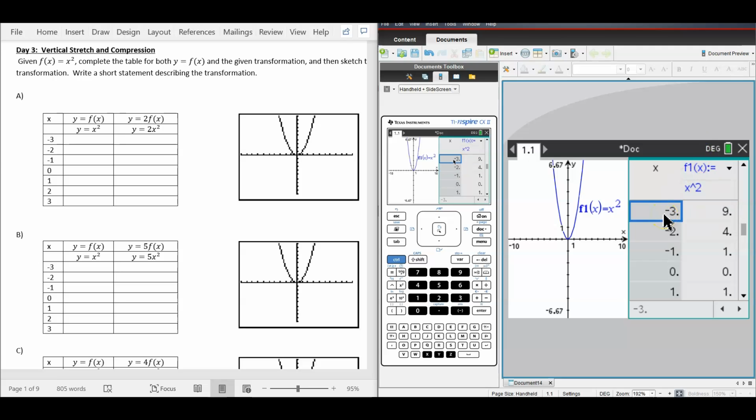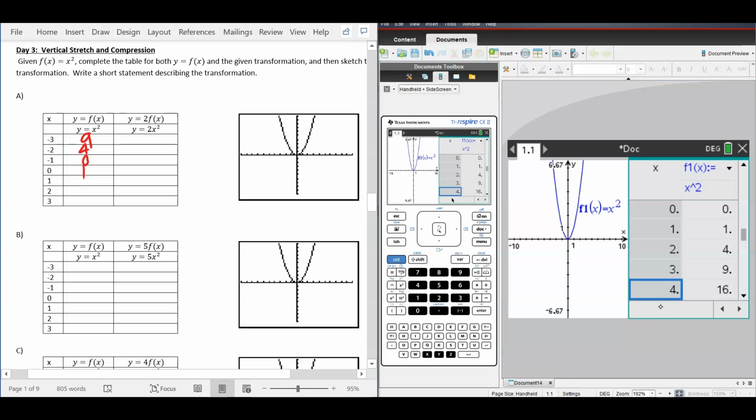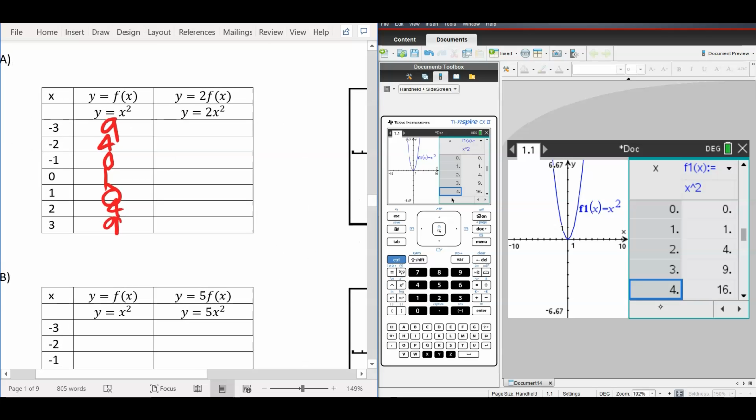All right. And so at -3, I see I have 9, 4, 1, 0, 1. So I'm going to start filling in this first column: 9, 4, 1, 0, 1, 4, 9. And then you keep going down, and then you have 9, 4, 1, 0, 1, 4, 9. Okay.